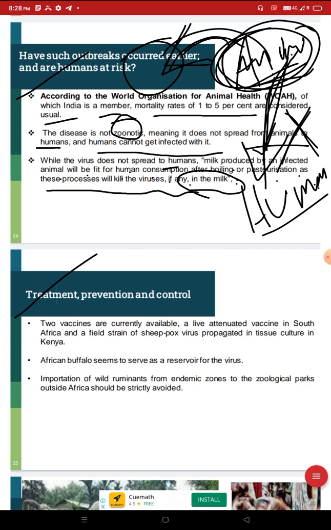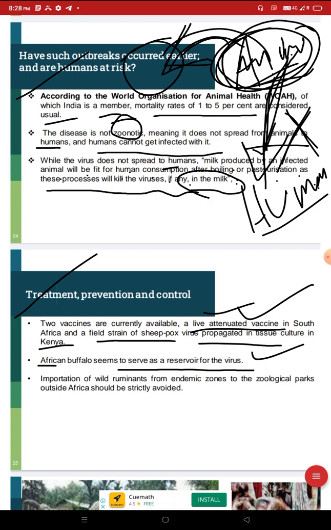Treatment, prevention, control. Two vaccines are currently available. A live attenuated vaccine in South Africa, you have to remember this, and a field strain of capripox virus propagated in tissue culture in Kenya. African buffalo seems to serve as a reservoir of the virus. Importation of wild ruminants from the endemic zone to zoological parks outside Africa should be strictly avoided.